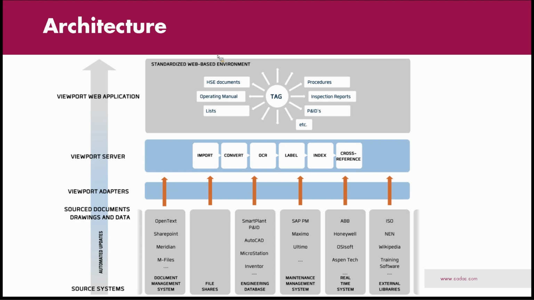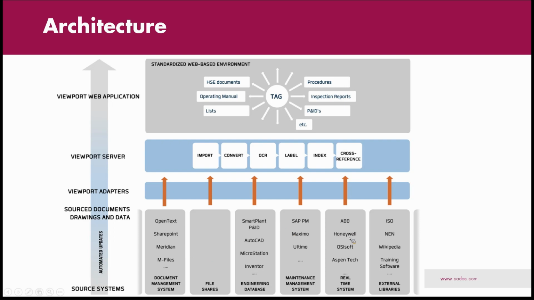If you have a system that we can read from, and we can read from almost any system that we've come across, then we import it, we convert it, we OCR, we label, we index, and we cross-reference. And so it really starts at the bottom, where we take a look at the current data sources that you have available. Many different document management systems, just regular file shares.